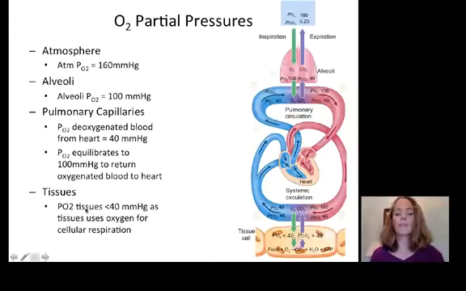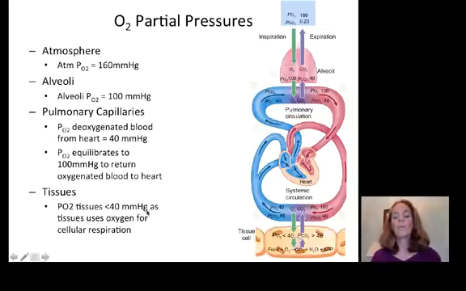If we measure the PO2 at the tissues, we find that the tissues, because they're constantly using oxygen, don't have oxygen stored up. The storage of oxygen is done in the blood. So the tissues are going to be low oxygen, and their PO2 is going to be 40 millimeters of mercury.